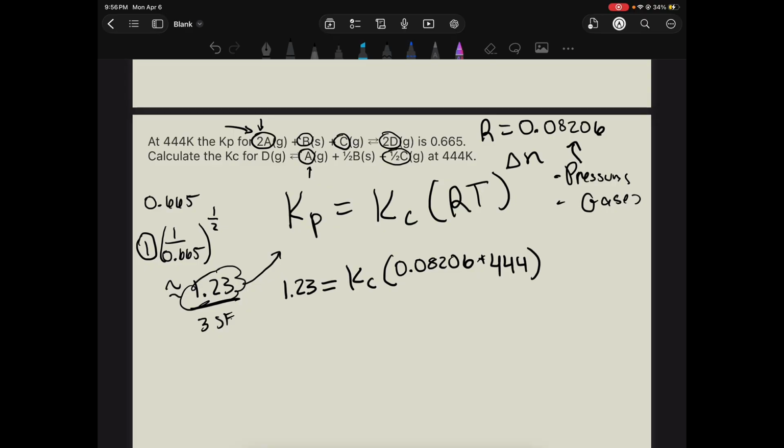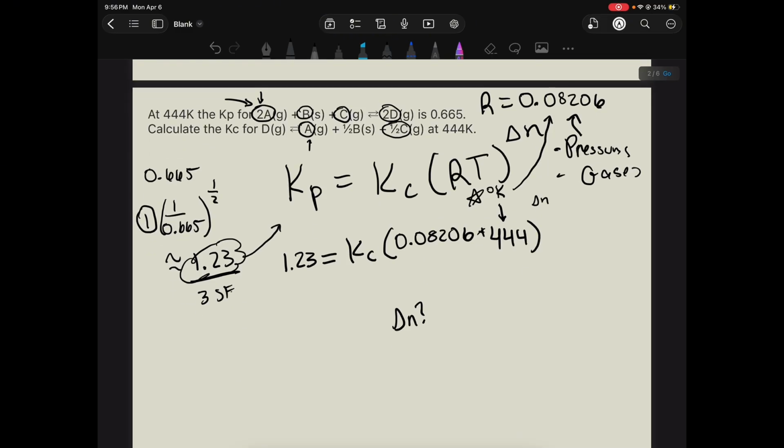Before we move on to the delta N part, it's important to note that this 444, or the temperature, has to always be in degrees Kelvin. If you use a different value such as Celsius or Fahrenheit, you're going to get a different answer. We have to use Kelvin because in this ideal gas constant right here, it uses Kelvin. Okay, now what does delta N actually mean? Delta N is just the difference between the coefficients, or the number of moles, between the products and the reactants. We have to always use this final reaction, the bottom reaction that's given here.